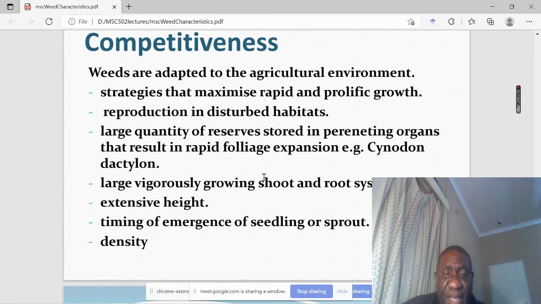Now, timing of emergence of seedlings or sprouting may be in such a way that the weed will have an advantage over the crop. For example, the weeds may emerge before the crop has emerged, and they start utilizing resources. Then density. Density can determine whether weeds are going to be harmful to the plant, or even timing of emergence. If it is late emergence, sometimes the weeds are not that competitive. So competitiveness is one of the characteristics of weeds which makes them harmful to crops.